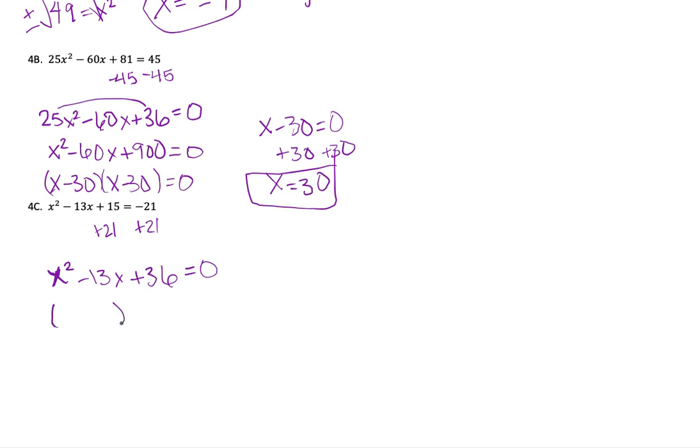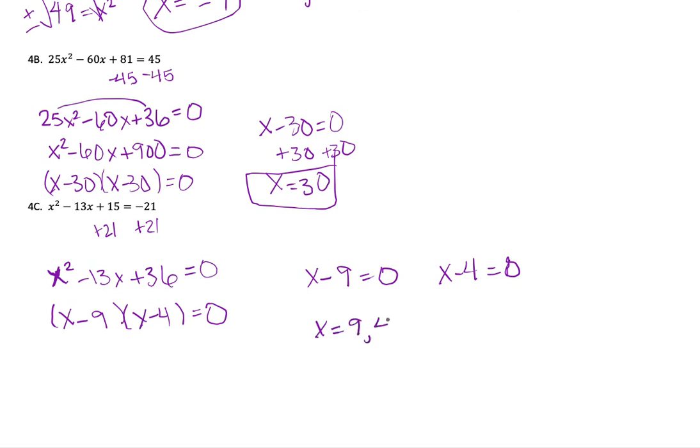Well, let's see if we can factor this nicely. I think 9 and 4, x minus 9, x minus 4. So set those equal to 0. So x equals 9 and 4. And remember, you can always plug these in to make sure they work. I can plug in a 9 for my x's and make sure it works out. I can plug in a 4 and make sure it works out.